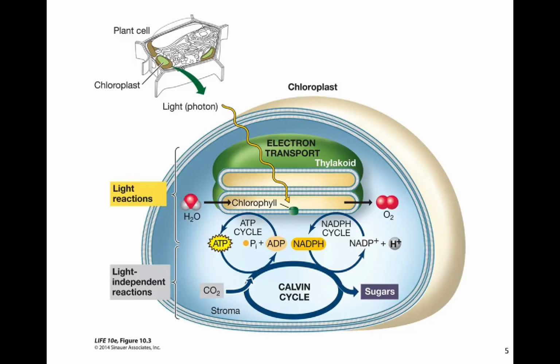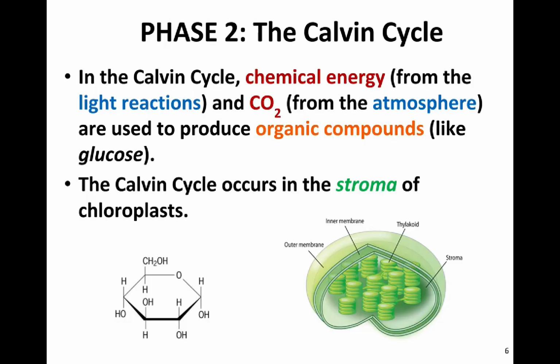So this is just an overview of the ways that the products of the light reaction are used to then power some steps in the light-independent reactions. And all of this, of course, is going on inside the chloroplasts of the plant cells. So we'll call this phase 2. Phase 1 was the light-dependent reactions. Phase 2 is the Calvin cycle, or the light-independent reactions.